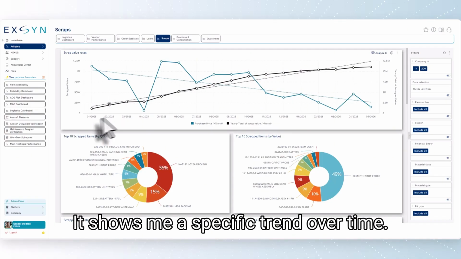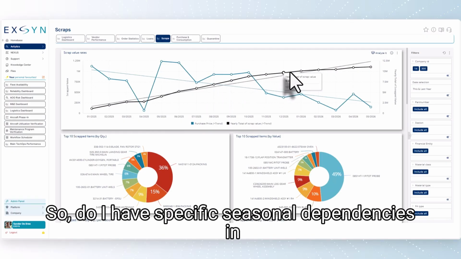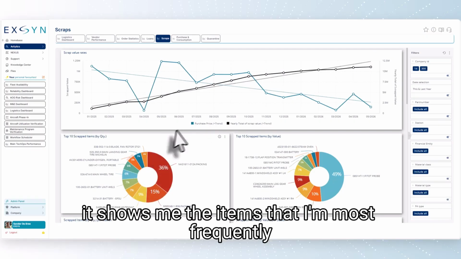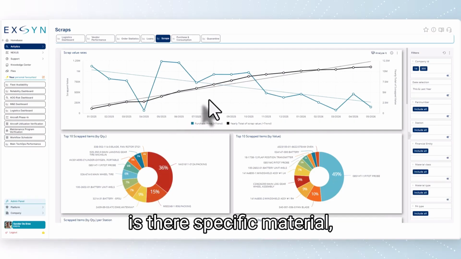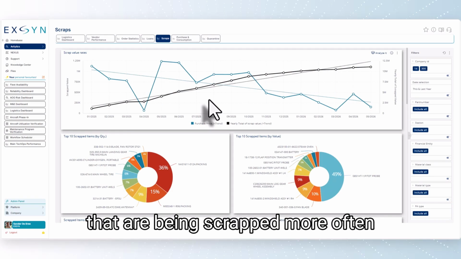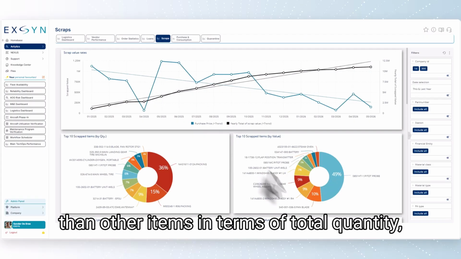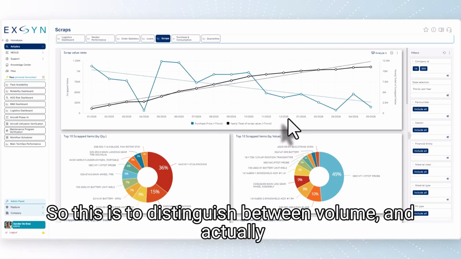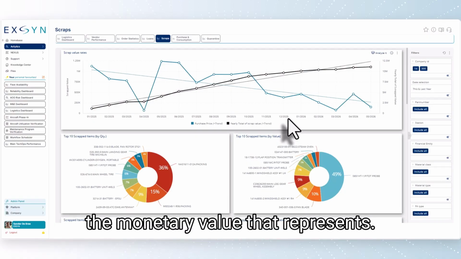It shows me a specific trend over time. So do I have specific seasonal dependencies in those in terms of value that I'm scrapping? It shows me the items that I'm most frequently scrapping. So is there specific material or specific parts from my inventory that are being scrapped more often than other items? In terms of total quantity as well as in total value. So this is to distinguish between volume and actually the monetary value that represents.